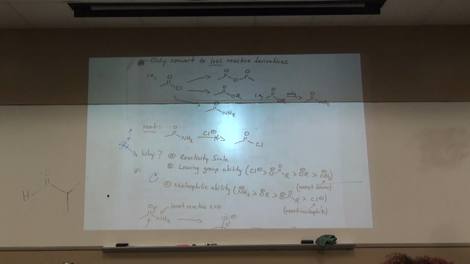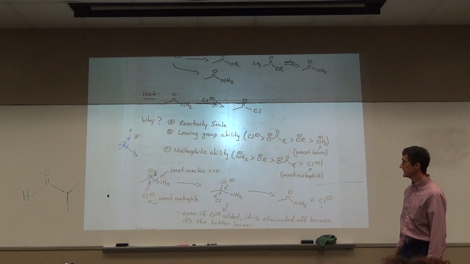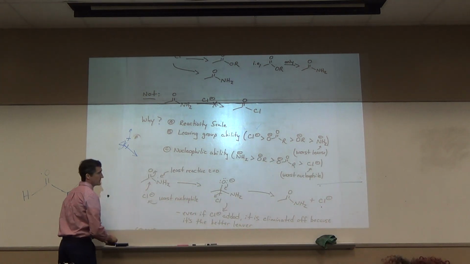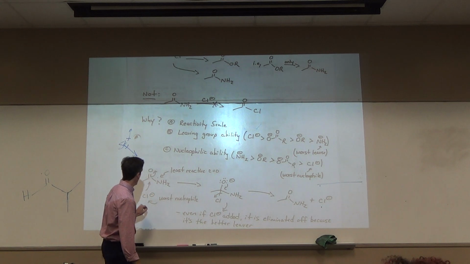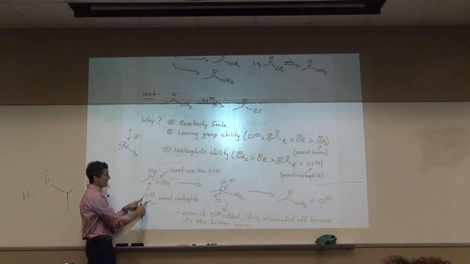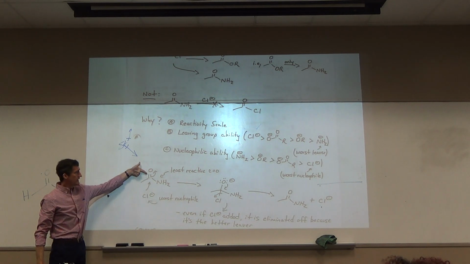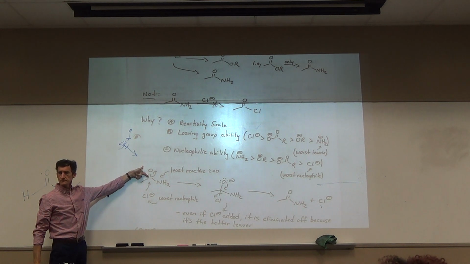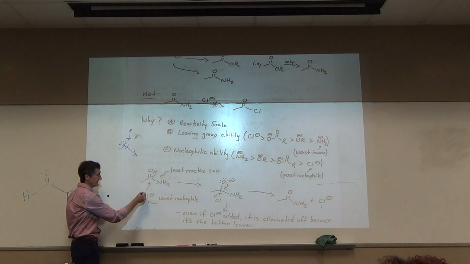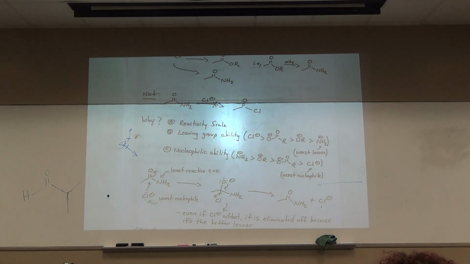Why is this? Well, the reactivity scale, leaving group ability, nucleophilic ability. Let's look at this. If we had an amide, and we tried to react it with Cl-, first off, amides are not that reactive, even though it's a carbonyl. Least reactive carbonyl. Worst nucleophile, Cl-. Even though it's an anion, it's just not a great nucleophile.